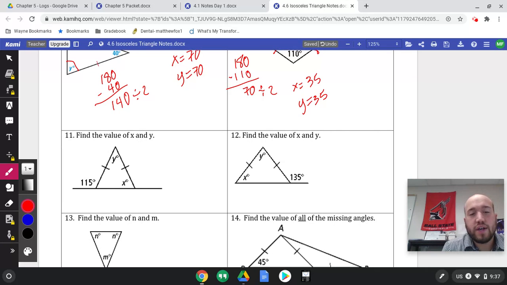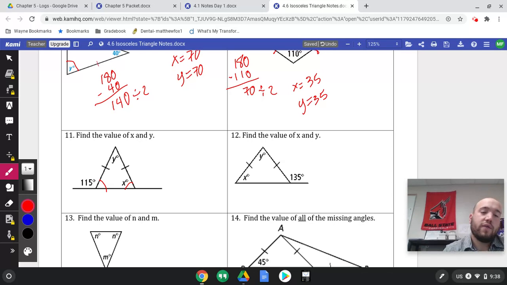115 is an exterior angle. Okay, so we know, based on what we learned about exterior angles, that x plus y would equal 115. However, that still doesn't help us because there'd be two variables. Now, based on the fact that it's isosceles, I can put some marks in here. I know that this angle will be the same as angle x.